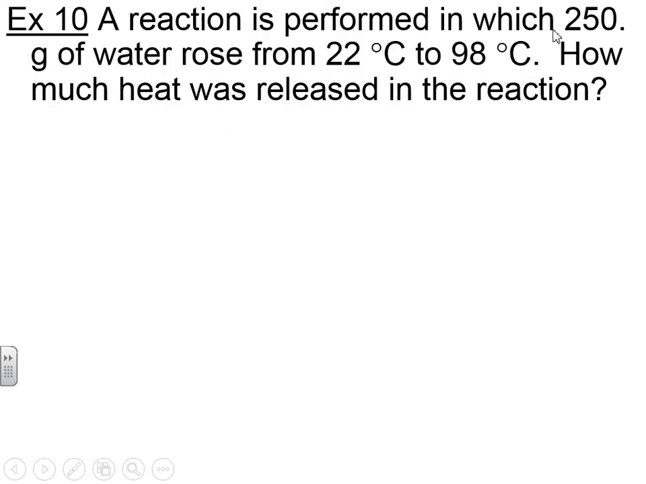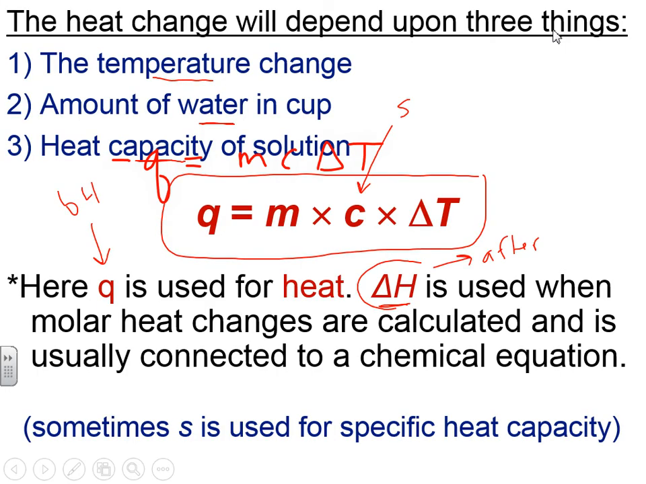Here we go. A reaction is performed in which 250 grams of water rose from 22 to 98 degrees Celsius. How much heat was released in the reaction? So we're simply applying the MCAT equation. We say Q equals MCAT. Now, in order for this to work mathematically, you would actually put a negative in front of it. So on the previous slide, I really should put a negative in front in order for it to work mathematically. Let's go ahead and do that. The negative is always placed in front. Let me show you why.